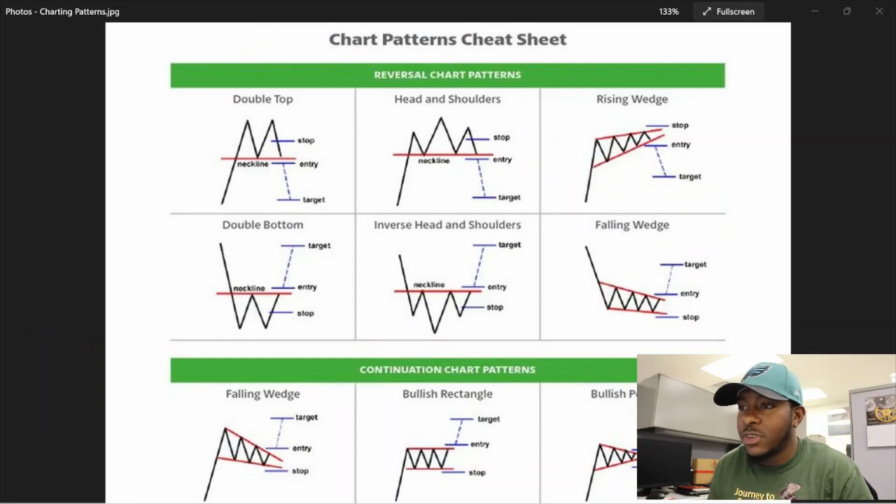All right, so as you see here, I found a nice little cheat sheet on Google, a chart patterns cheat sheet, and it has different patterns on it: reversal chart patterns and continuation chart patterns. It's really important to know these things because if you're trading options, trading stocks, day trading, mainly short-term day trading or scalping, you want to become familiar with them because they give you good times to know whether you're going to choose a call option or a put option or anything else.